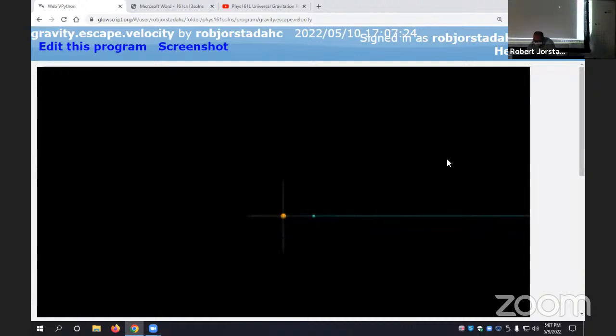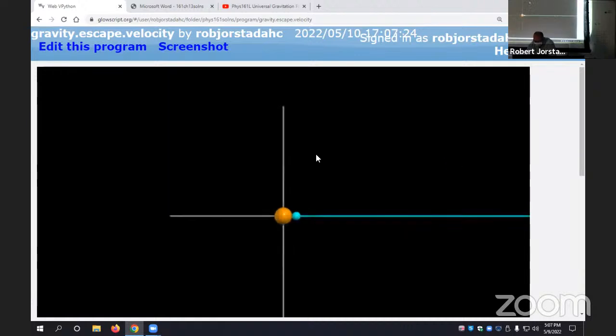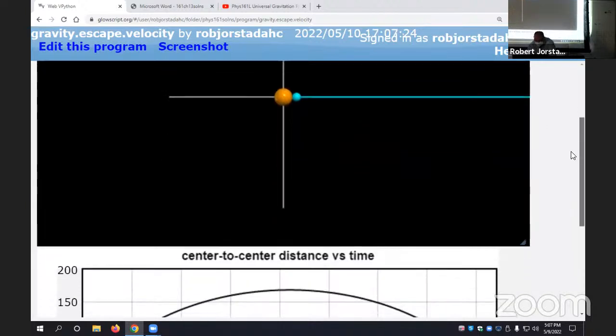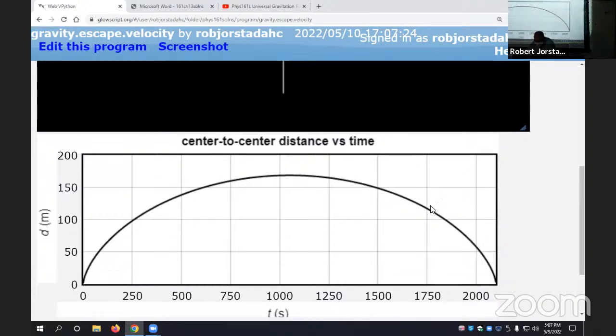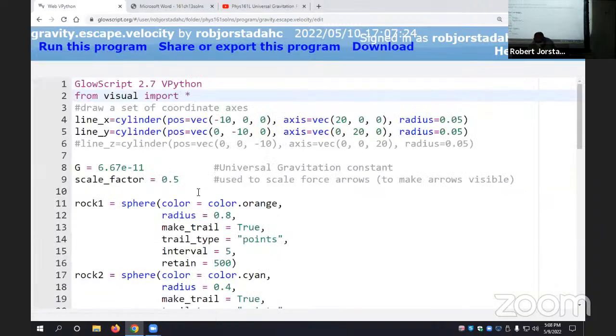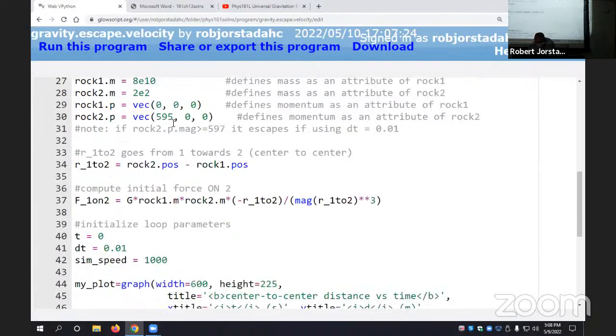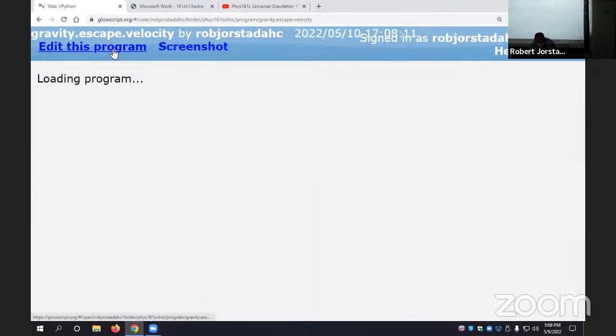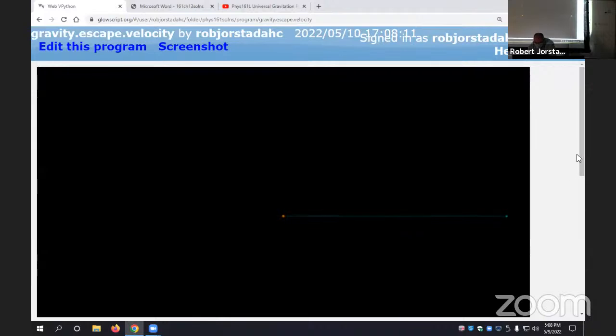See it? And it comes back and it collides. So it didn't escape. If I look at the plot now, the center to center distance shows this thing got about 170 meters apart before it came back. I just came in here and did some trial and error, and I found that at right about 597, so I'll use 596, this thing should go really far apart, but still come back.